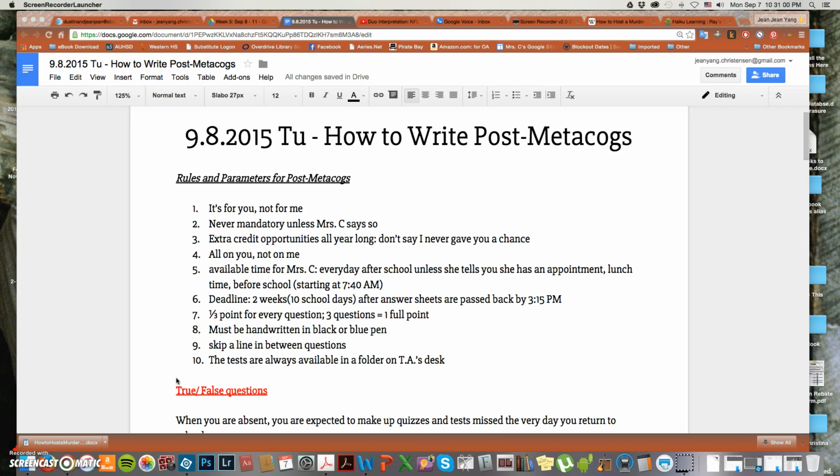The available times for you to work on your post-metacogs have to be in school, because you need the tests in order to do them. The available times are every day after school, unless I let you know that I have an appointment. I usually stay at least until 3:30, if not 4, 4:30, or 5 o'clock sometimes. I will not stay after school on Fridays. That's my one day that I really just try to get home at an appropriate time.